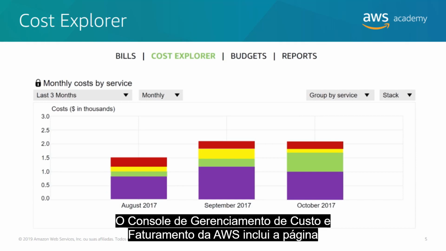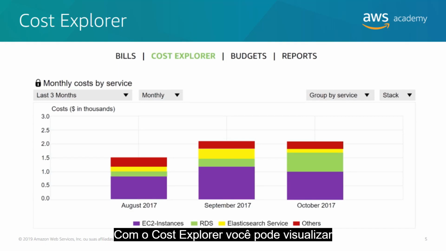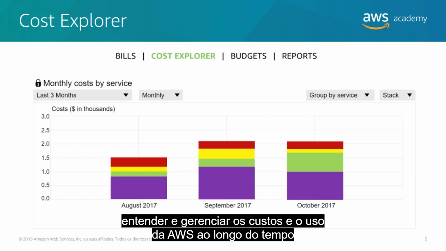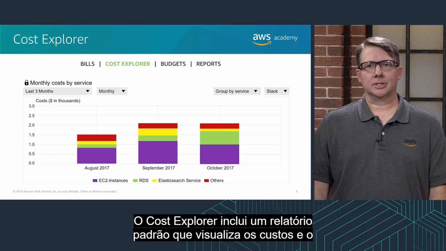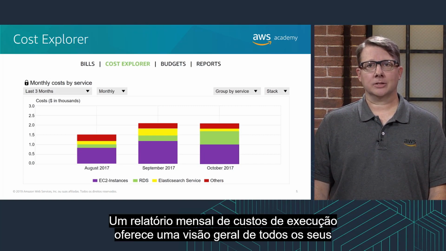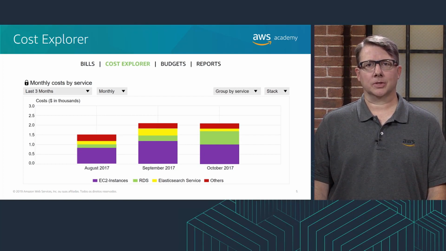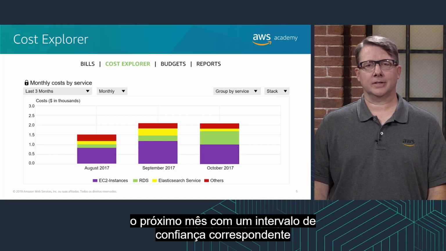The AWS Billing and Cost Management console includes the Cost Explorer page for viewing your AWS cost data as a graph. With Cost Explorer, you can visualize, understand, and manage your AWS costs and usage over time. The Cost Explorer includes a default report that visualizes your costs and usage for your AWS services. The monthly running costs report gives you an overall view of all your costs for the past 3 months. It also provides forecasted numbers for the coming month with a corresponding confidence interval.